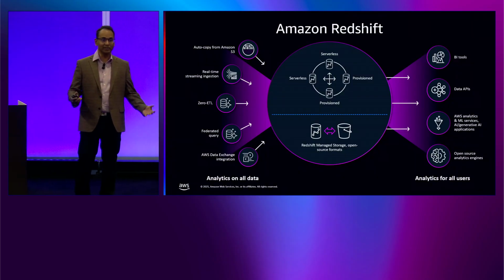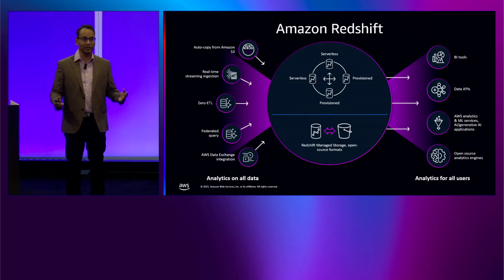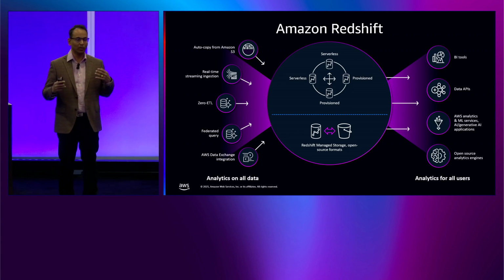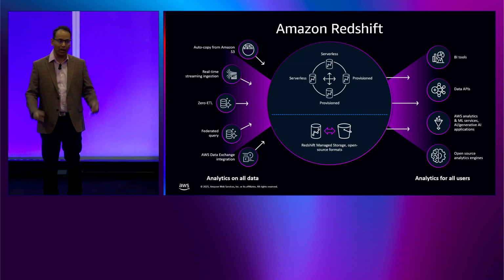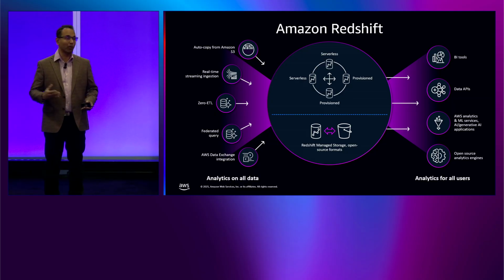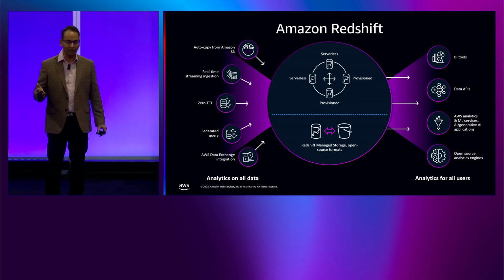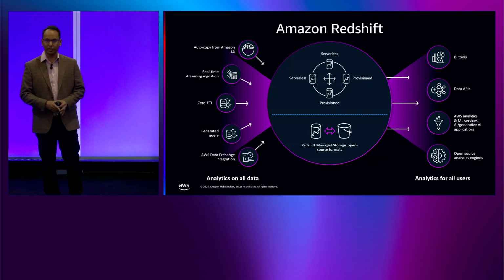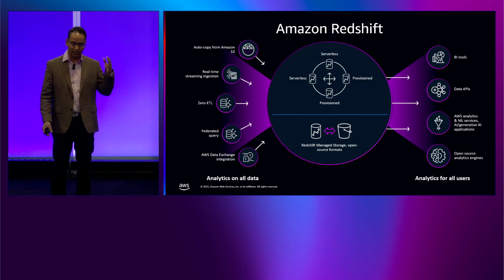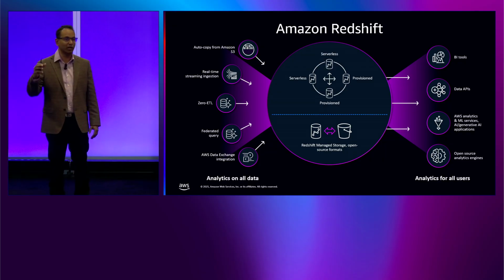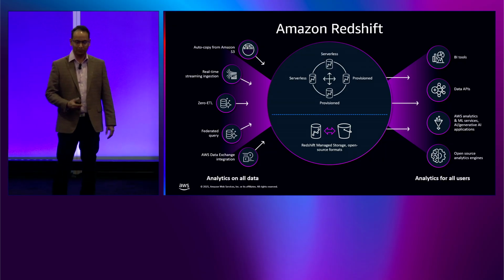So Redshift is Amazon's cloud data warehouse. It provides high scalability across petabyte warehouse scale. It provides 2x price performance improvements compared to any other warehouse solutions in the market. And it provides access to data across multiple data sets and multiple use cases.